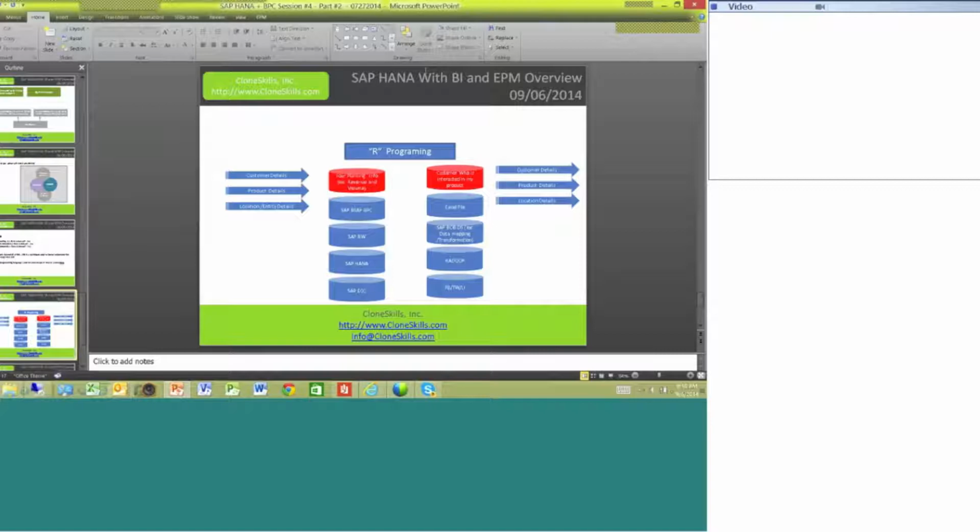Now I wanted to build intelligence. So I'm using R programming. This is going to give you forecast, and this is going to give you prediction. Those are all what we call data sciences.